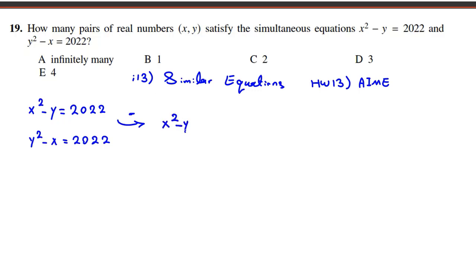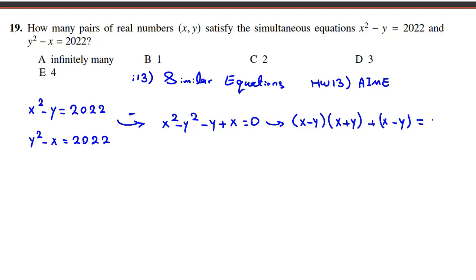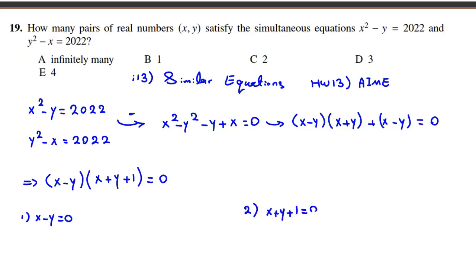So x squared minus y squared minus y plus x, 2022 minus 2022, 0. Now we have a famous factorizing. x squared minus y squared is x minus y times x plus y. Here we can write it as plus x minus y, okay, equals 0. Now we can factor out x minus y, it will be x minus y times x plus y plus 1 equals 0. So we have two cases. The first one is x minus y equals 0, or second case, x plus y plus 1 equals 0.